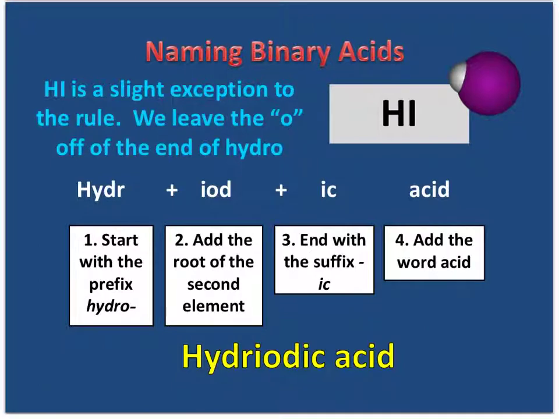Now, when we name the acid between hydrogen and iodine, there's a slight difference. Because of that O, so we have hydro, io. So instead of putting that O and that I together, we drop the O on the end of hydro. As we saw here, we drop the O. So we call it hydriodic acid instead of hydroiodic acid. That's our one exception here.